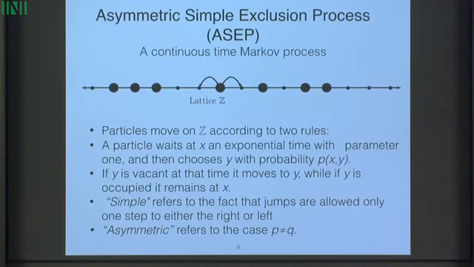Now, the advantage of using continuous time is you don't have to worry about two of these happening at the same time. That has measure 0. So, for example, if this guy's alarm clock rings, he's blocked on both sides, so he doesn't jump. All these particles are carrying out these rules, and it's easy to simulate this. Simple refers to the fact that jumps are only allowed one step either to the right or the left. And asymmetric refers to the case that p is not equal to q. That means there's going to be a drift in the problem. When p equals q, that's the symmetric case.